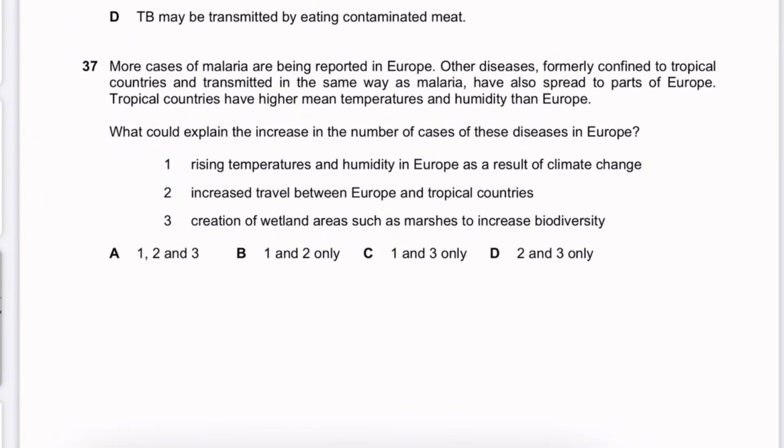Rising temperature and humidity in Europe as a result of climate change, 100%. If there is increased climate, that's a better environment for our vector, which is the female Anopheles mosquito. Increased travel between Europe and tropical countries, 100%. Creation of wetland areas such as marshes to increase biodiversity, 100%. Wetland areas, because mosquitoes lay their eggs on wet areas, and so if there are more wetland areas, like in the tropical regions, then there are definitely more eggs being laid and more female Anopheles mosquitoes and more vectors, and so more spread of infection, and that's A.